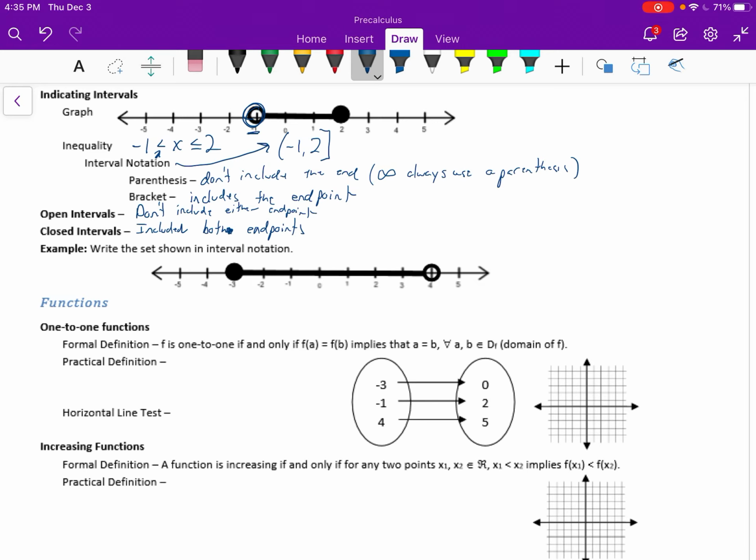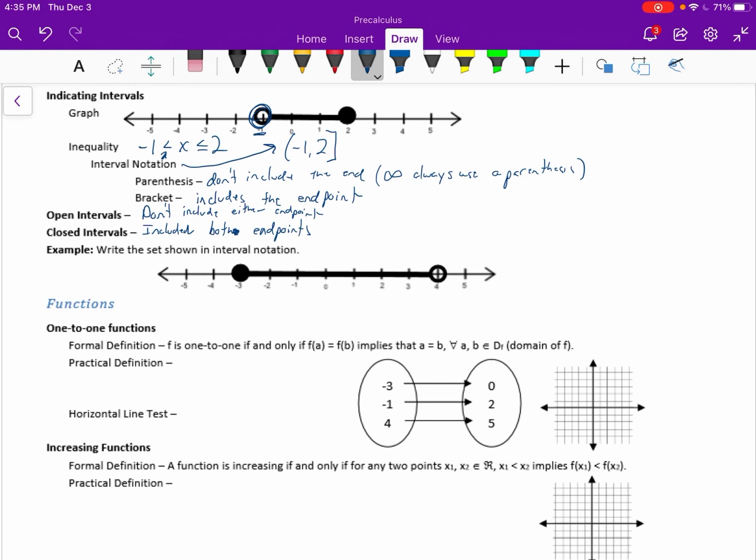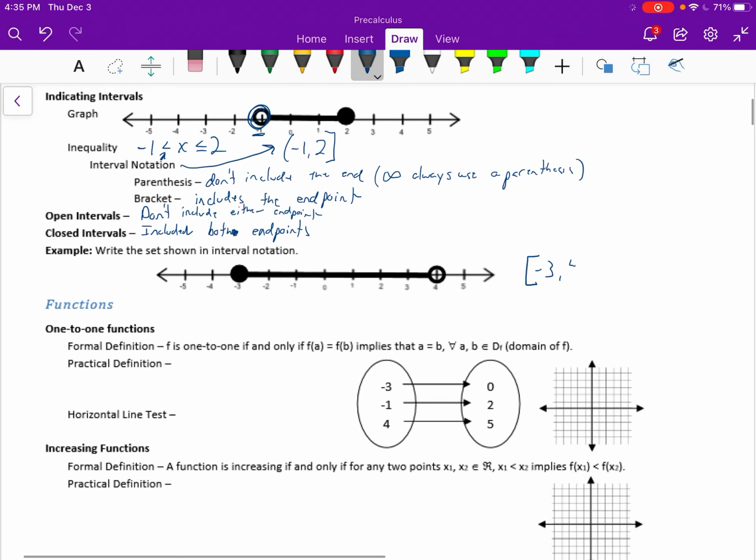So we want to write the set, this group of points, in interval notation. Well, it starts at -3, and it's a closed circle, so we use a bracket. We have our comma and 4. Sometimes these interval notation things can look kind of like an ordered pair, so you have to be careful of the context of the question. All right, so now we know interval notation.